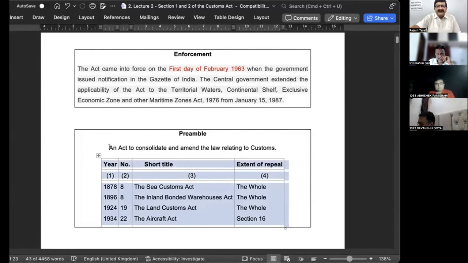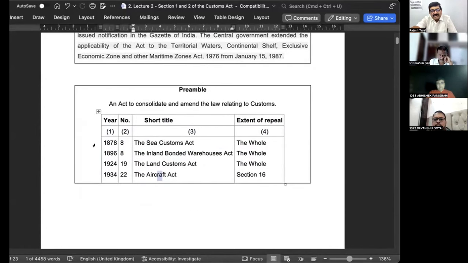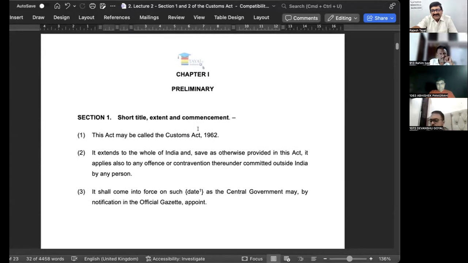Whatever import was there, whether through the sea route, the inland bonded warehouse, the land route or aircraft, all those were chargeable. And in the other law, the Indian Tariff Act, the rate of duty was given. These acts have gone because of introduction of this act. So from here the act begins properly.